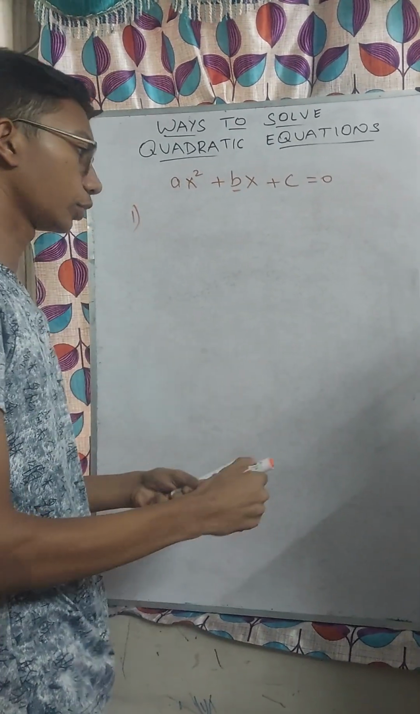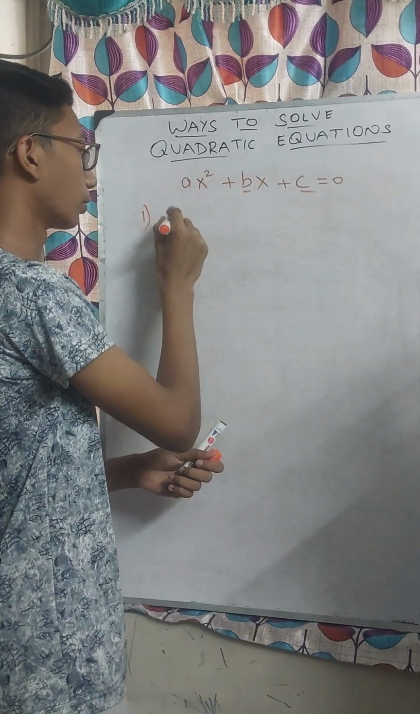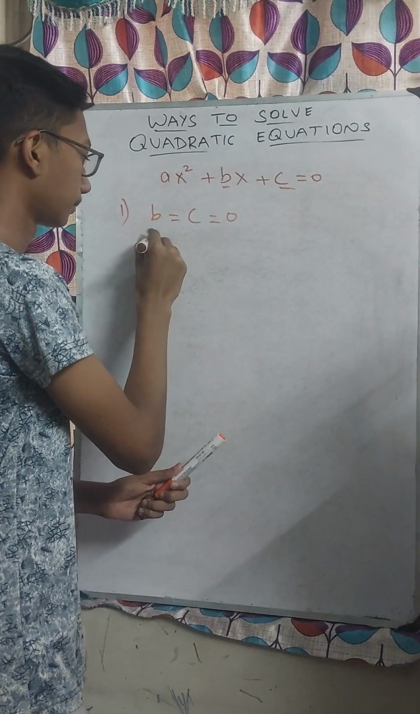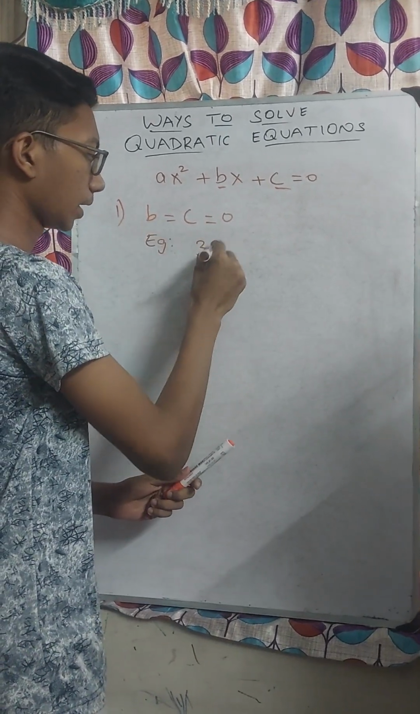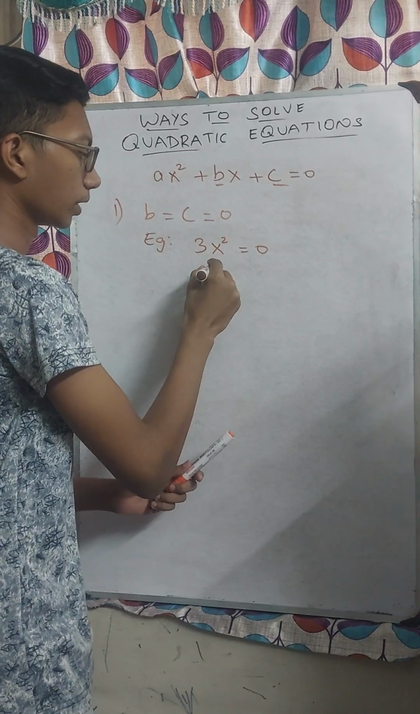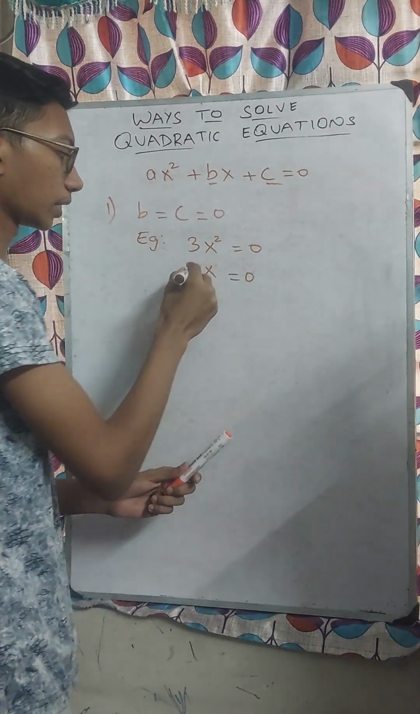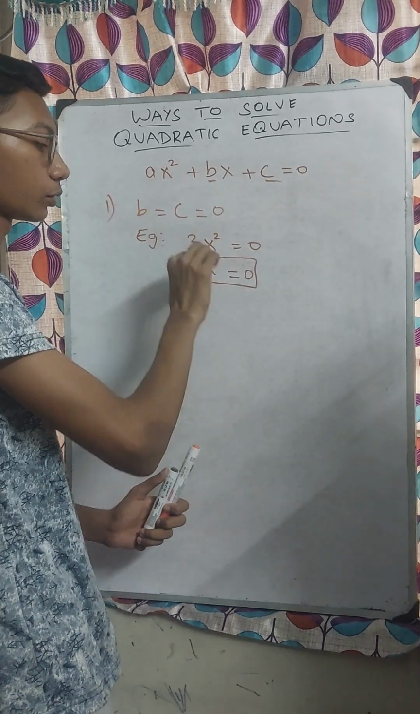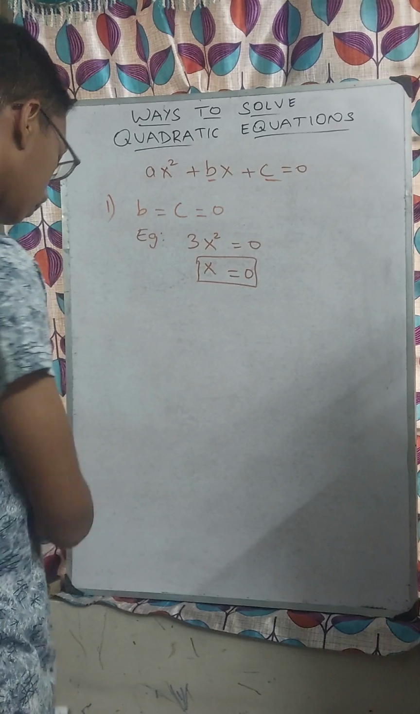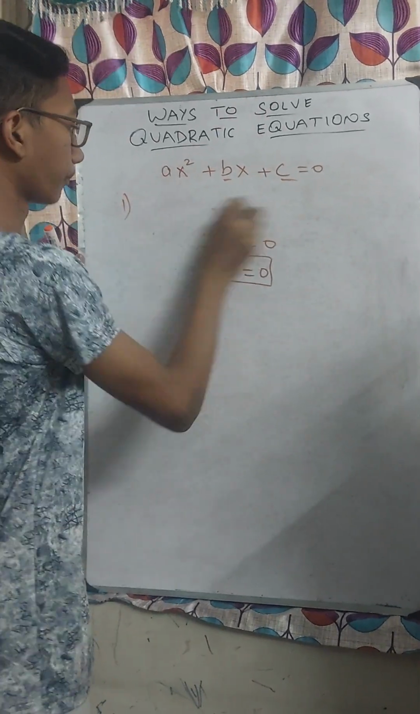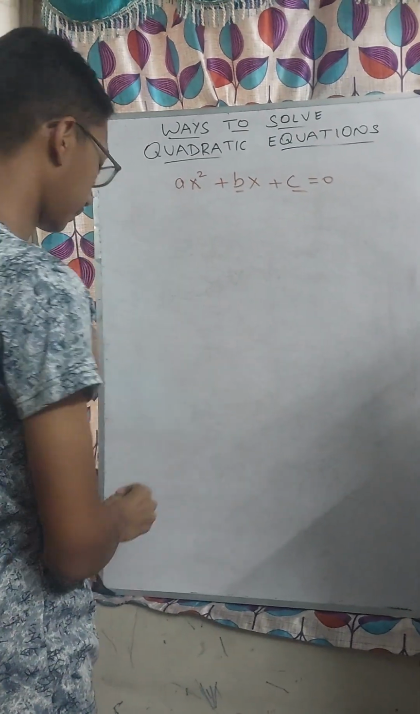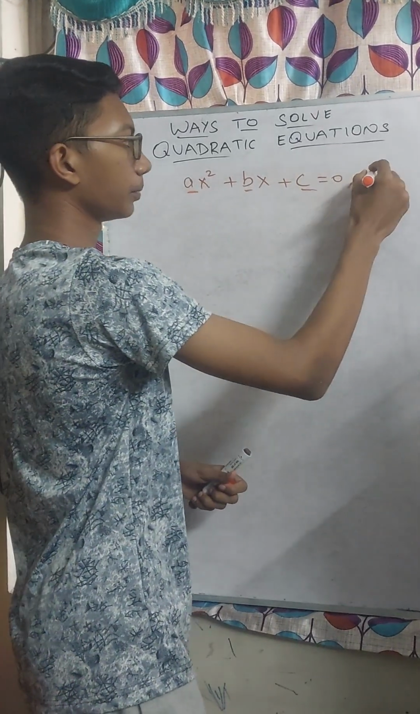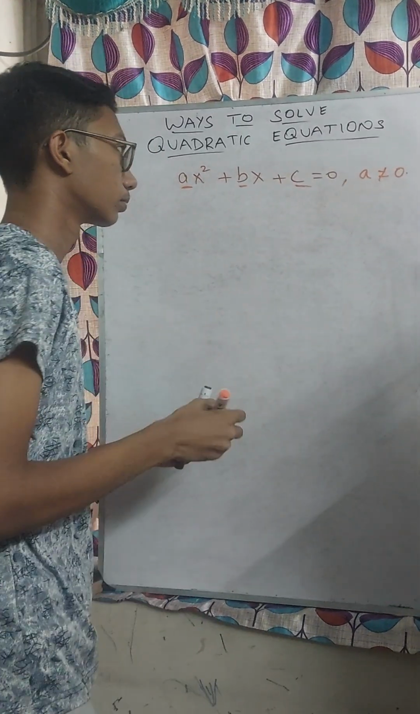Now, what will be the solution when both b and c are 0? b equals c equals 0. Let's get an example. Let's say 3x square equals 0. So the answer for this is x equal to 0. Notice that this equation has only one solution, but the previous two equations had two solutions. And another thing about quadratic equations is that this a, that is the coefficient of x square, can never be 0. So remember that.